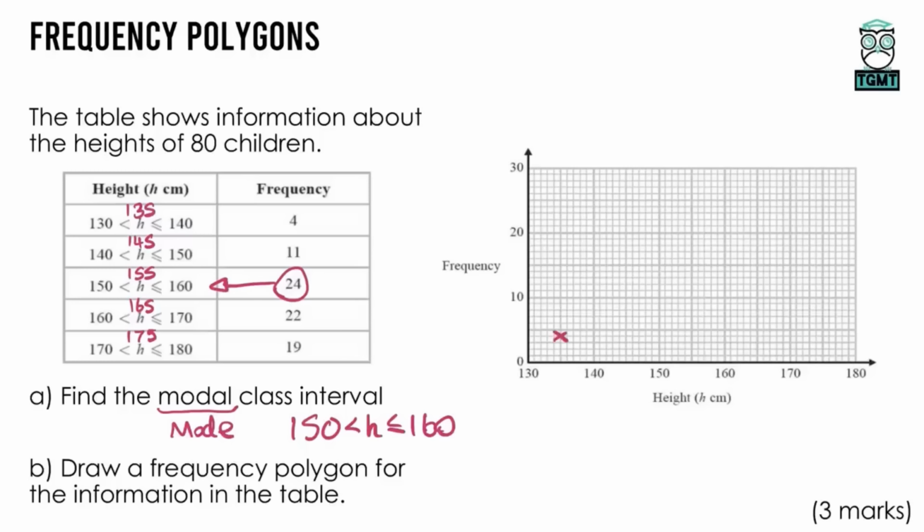So 4, and then on the next midpoint we have 11. The next one is 24. The next one is 22. And then we have 19.